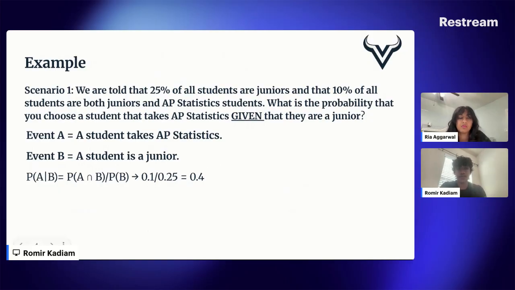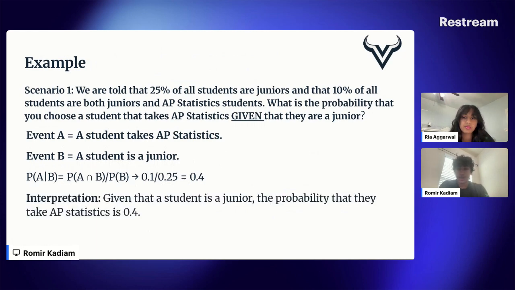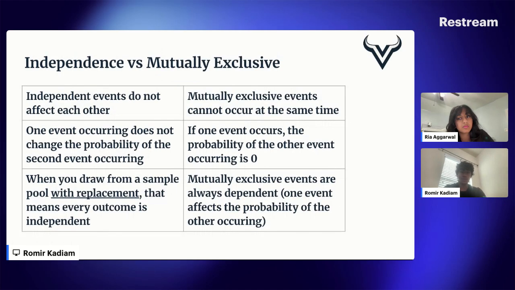Using the formula from the previous slide, probability of A given B, we can use the information that they gave us, and we find that the probability is 0.4. An interpretation of this is you can say that given that a student is a junior, the probability that they take AP Stats is 0.4.